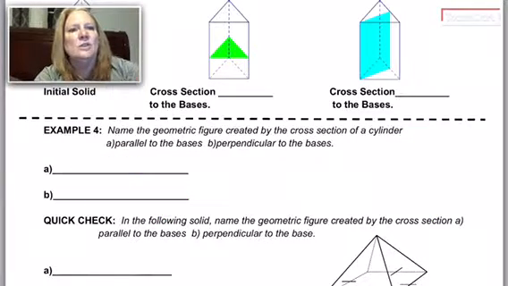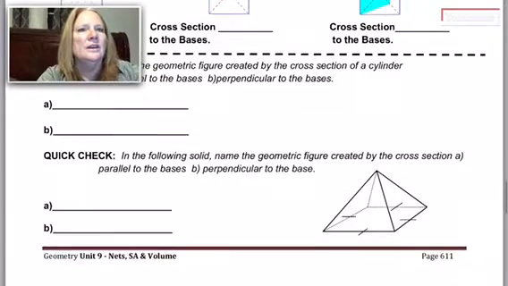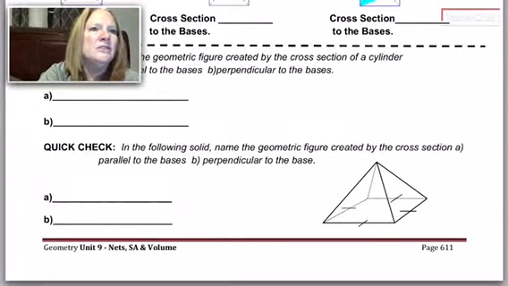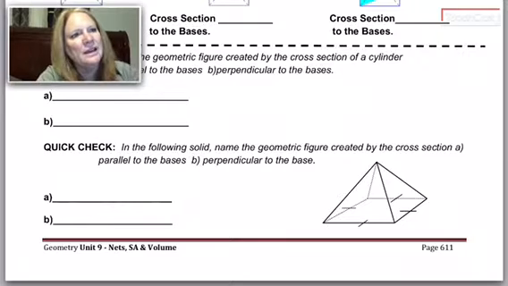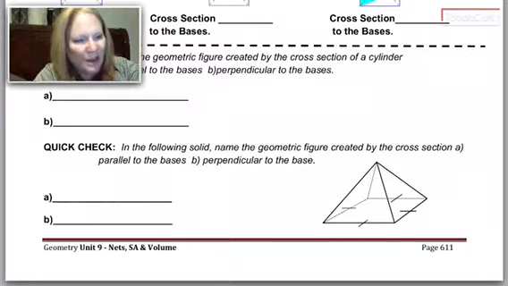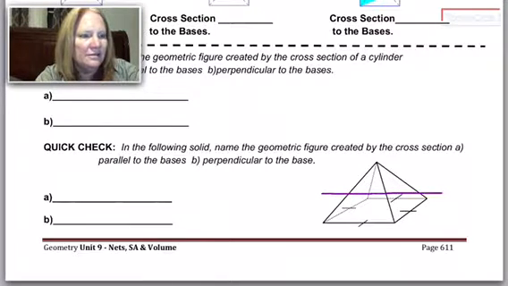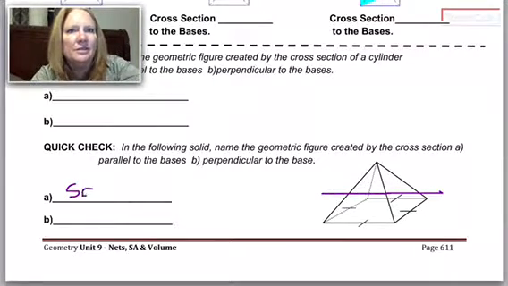Okay, so in the quick check below, in the following solid, name the geometric figure created by the cross section parallel to the base. It says bases, but there's only one base because this is a pyramid. The base is a square. So if you take a cross section out this way, it will be a square. It's going to be in the shape of the base.